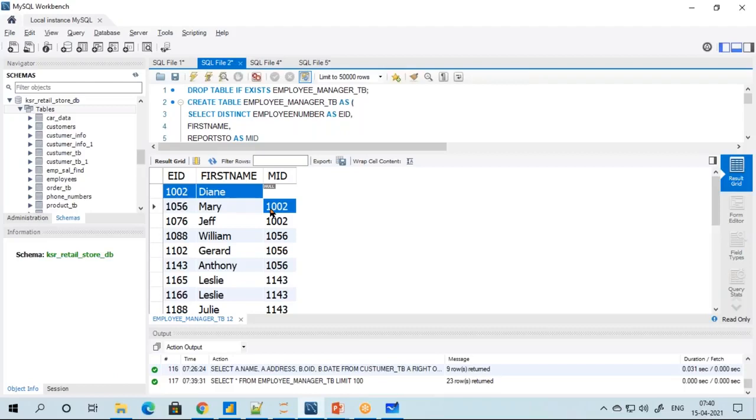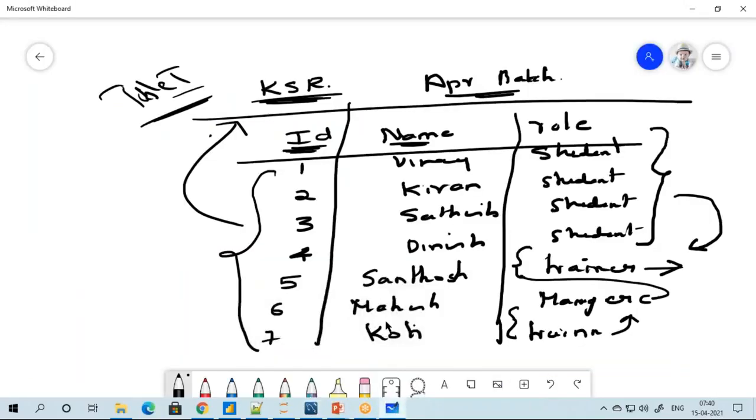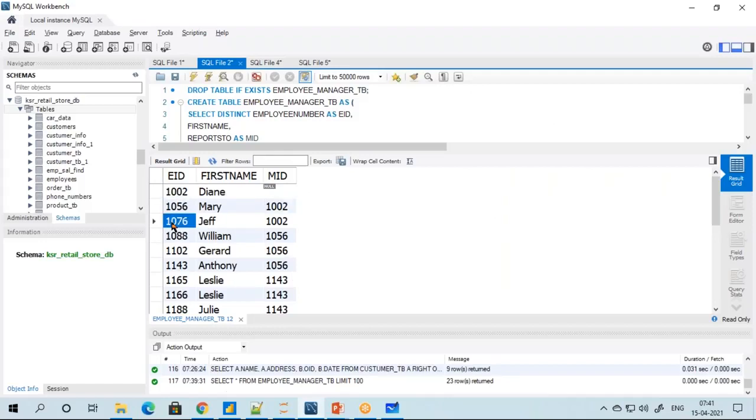Okay, what is happening? Employee ID is there, employee name is there, and for this employee name, I am having one more column with respect to ID, that is manager ID. Don't you think this manager is also an employee? 1002 is also an employee. Okay, so if you see here, Mahesh is a manager, but still he is a part of our team. He also belongs to KSR. Without belonging to KSR, how can you manage a team? Definitely not, right?